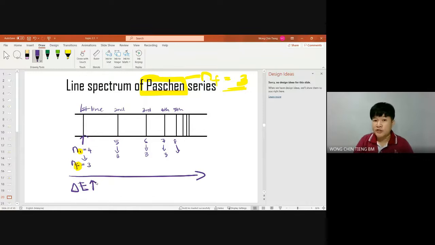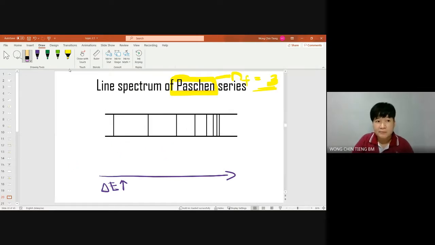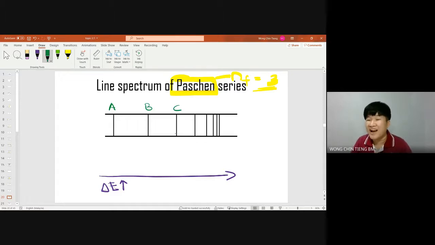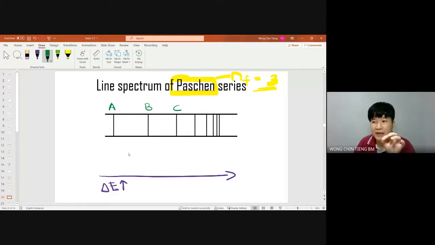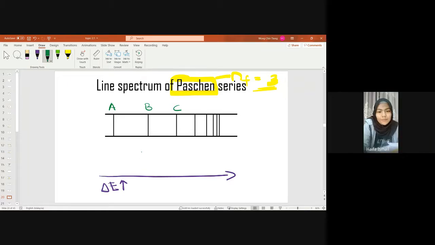Alright? In this question, I'm not asking for the line transition, I'm not asking for anything. I only ask one thing, by giving the label of line A, line B, line C. My question is only which line having highest energy in A, B, C. Antara A, antara B, antara C, siapa akan pegang delta E paling tinggi? Kalau antara A, B, C, siapa pegang delta E paling tinggi? C. Agree, class?